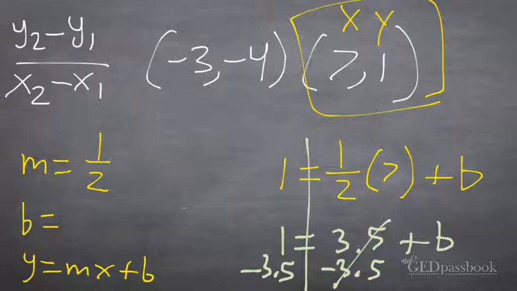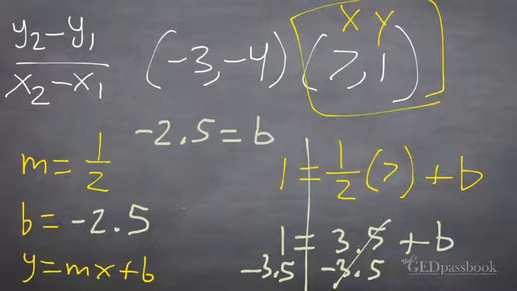All right, 3.5. Now what do I do? What's 1 minus 3.5? Guess what? You just found your B. Because it'll be negative 2.5 equals B. So, you found it. Negative 2.5.